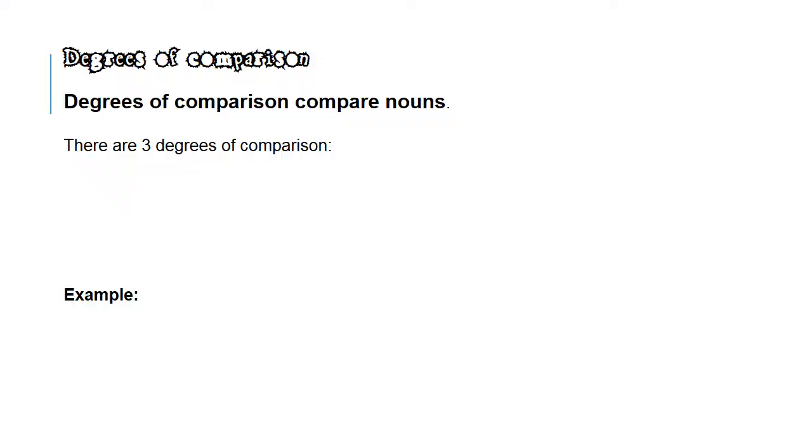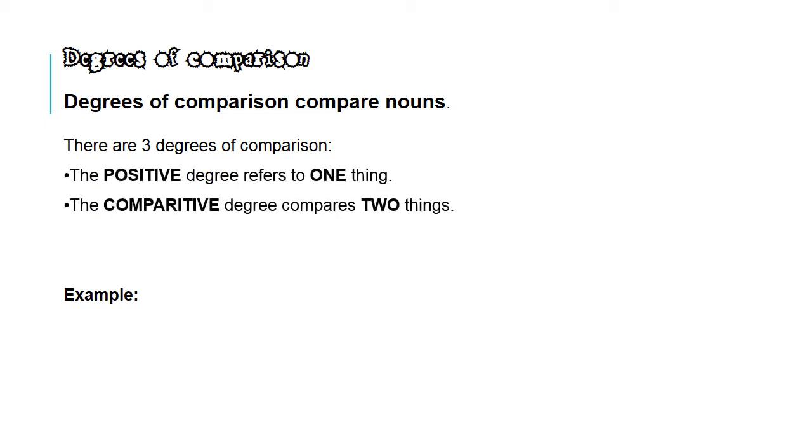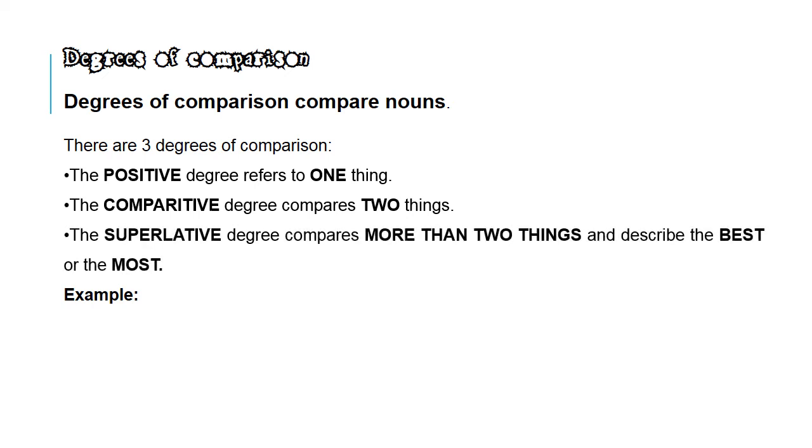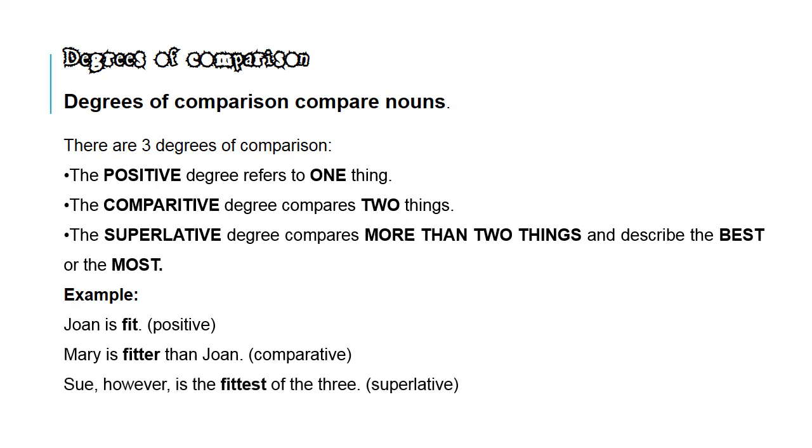Okay, let's quickly start. Just to recap what I said on the video: three degrees of comparison: the positive degree, the comparative degree, the superlative degree. Positive is one thing, comparative degree compares two things, the superlative degree compares more than two things and describes the best or the most. For example, Joan is fit, Mary is fitter than Joan, and Sue, however, is the fittest of the three.